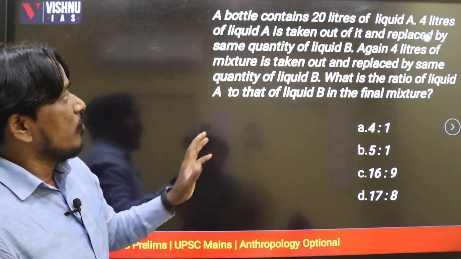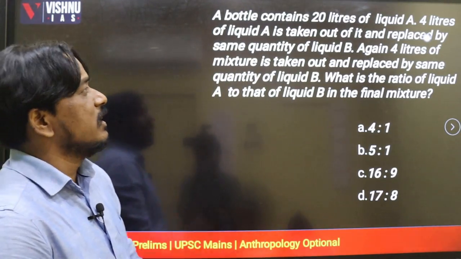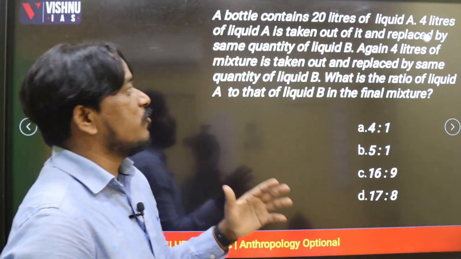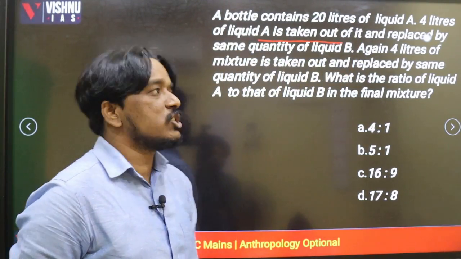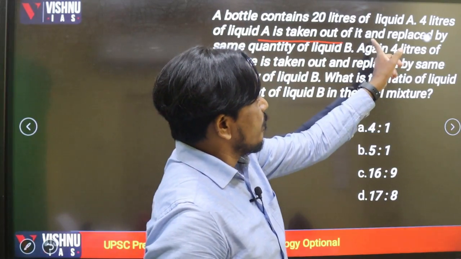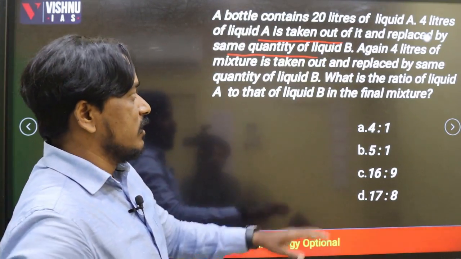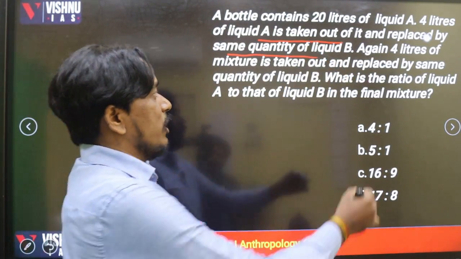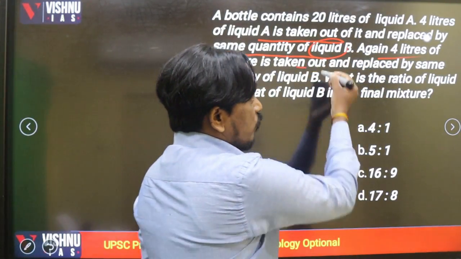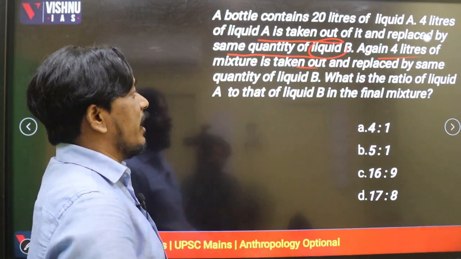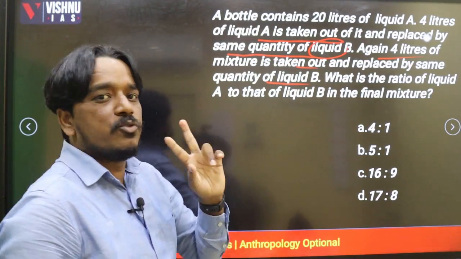Now, a bottle contains 20 liters of liquid A. First, 4 liters of liquid A is taken out and replaced by the same quantity of liquid B. So we are filling it with the new liquid, that is B. Again 4 liters of the mixture is taken out and replaced by the same quantity of liquid B. We are doing the same thing 2 times.